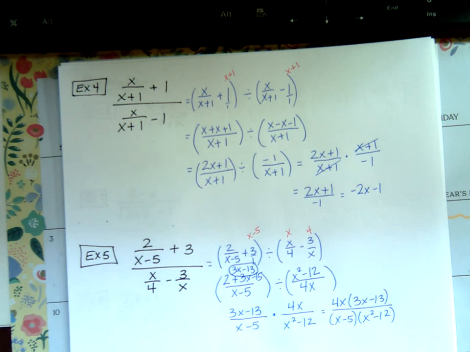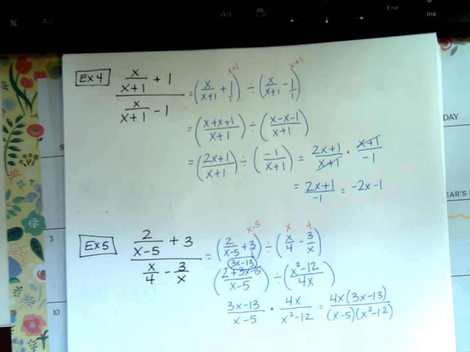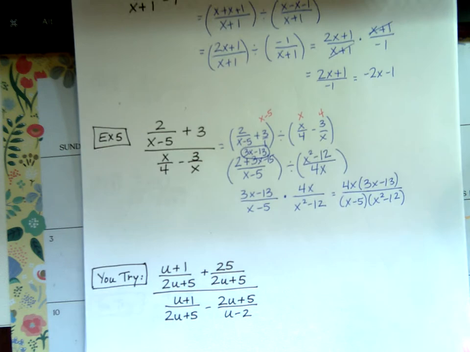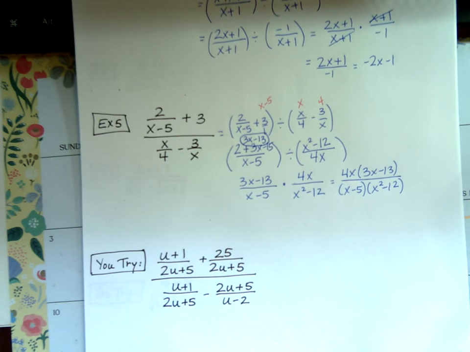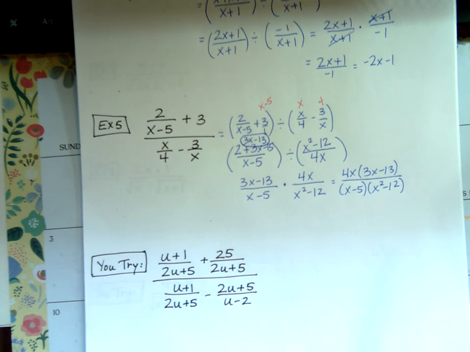All right, last one is a U try. This was on the very back part of the notes. Looks like this. U plus 1 over 2u plus 5 plus 25 over 2u plus 5, over u plus 1 over 2u plus 5, lots of 2u plus 5s in this guy, and minus 2u plus 5 over u minus 2.